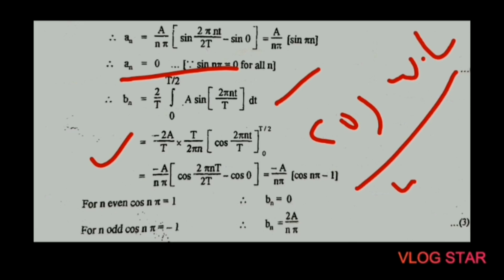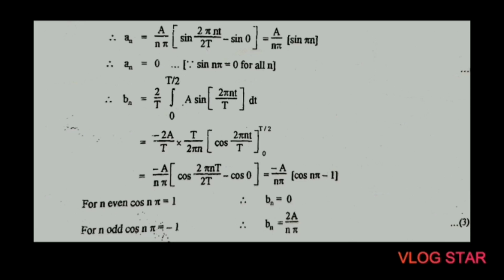Next, calculate the value of bn. 2 upon T integration of 0 to T by 2 A into sine of 2 pi n t divided by T into dt. Then calculate the integration of sine omega t, which is minus cos omega t divided by omega. So just apply this formula to the bn term. Then the equation becomes integration of sine is minus cos of omega t divided by omega into, we have to take the 2A divided by T as a constant term outside the integration.